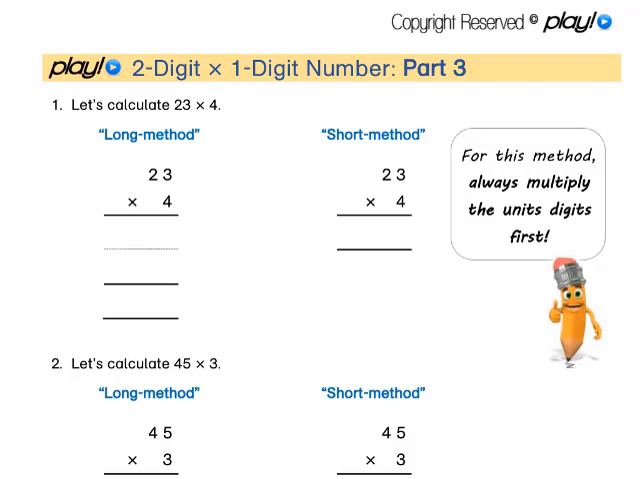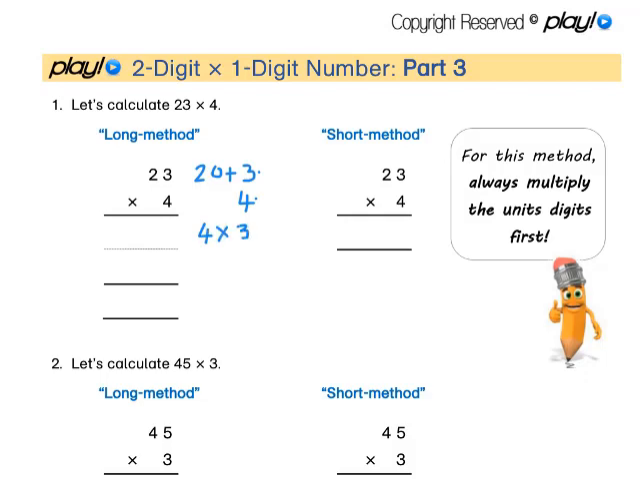Number 1, let's calculate 23 times 4. We're going to use the long method first. Now, 23 is equal to 20 plus 3, and we must times both by 4. So for our first step, we do 4 times 3. Just writing out what the step is.